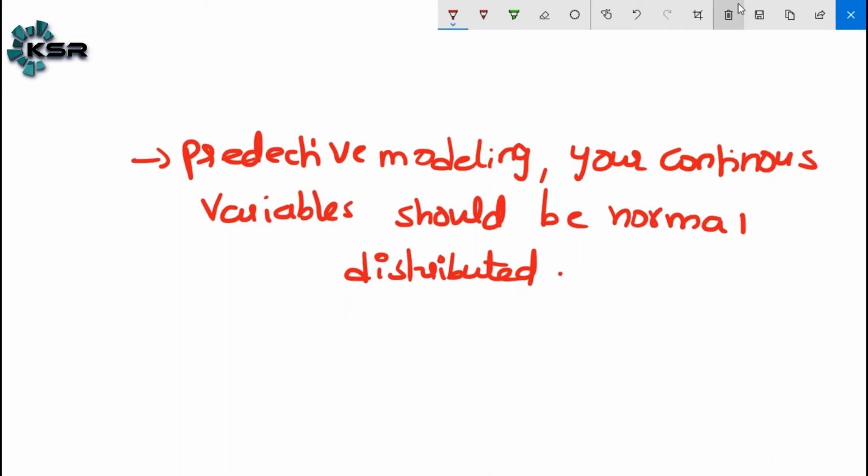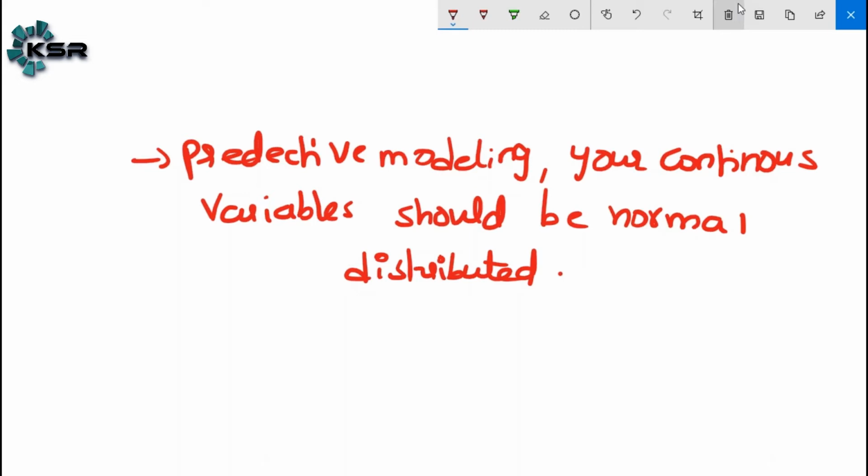How do you say it is normally distributed or not? If mean is equal to median is equal to mode, simply we can say it is normal. Or if you draw the bell shaped curve, from the curve also we will get to know. If your data is within the limits mu minus sigma, mu minus 2 sigma, or mu minus 3 sigma, then also we can say it is normally distributed, right?